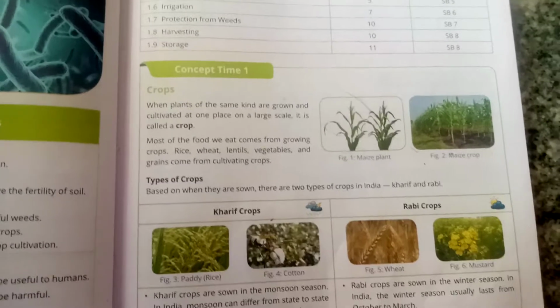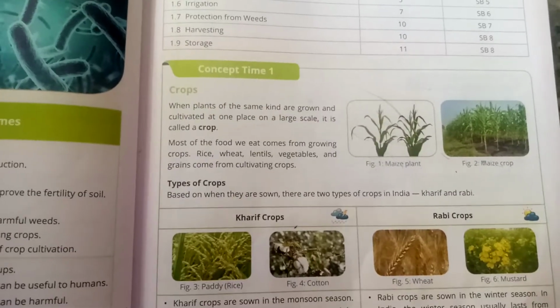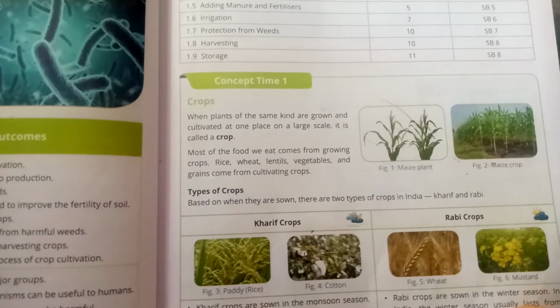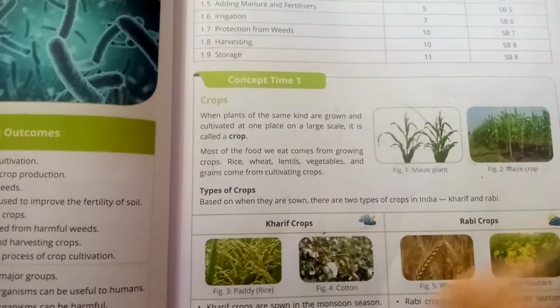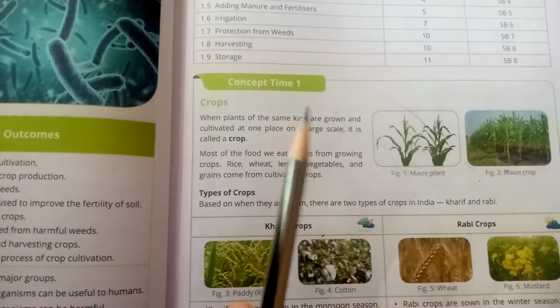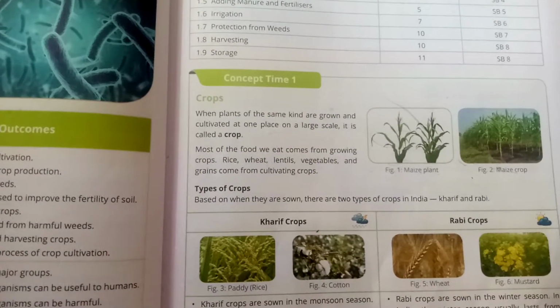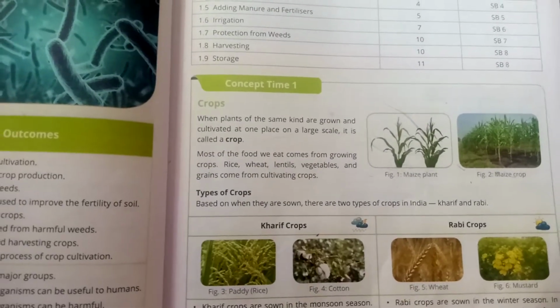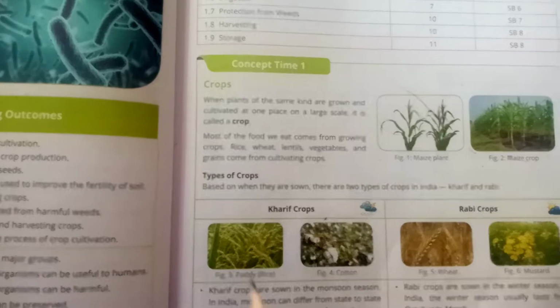Most of the food we eat comes from growing crops. Rice, wheat, lentils, vegetables and grains come from cultivating crops. For example, rice, wheat, vegetables and grains, etc.